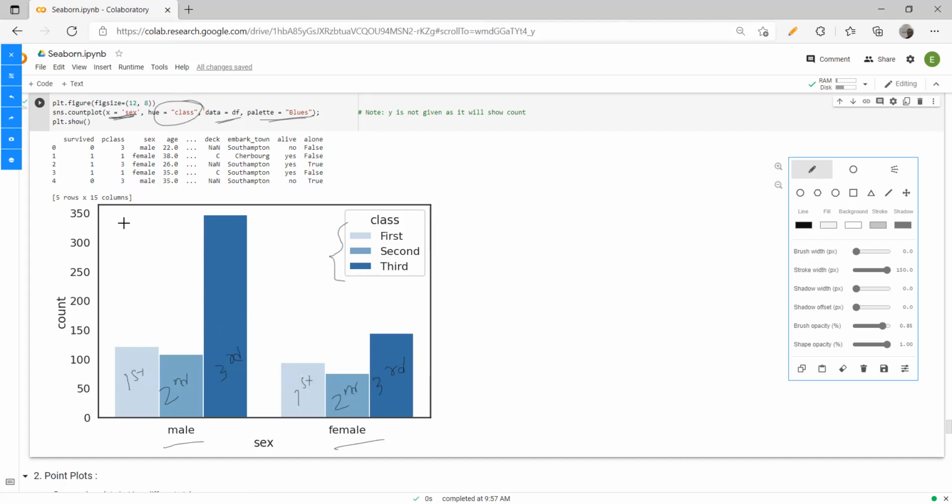So what it says is in total there were 350 males in which class? Third class, right? Then there were this many males in second class and this many males in first class. Males in first class were greater than males in second class. Similarly, for female also, females in the first class were greater than females in the second class, and females in the third class were the most, right? And the largest number of people were the males in the third class, right? This is what you can see.